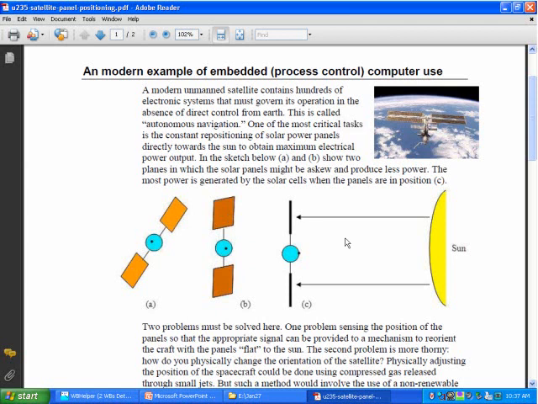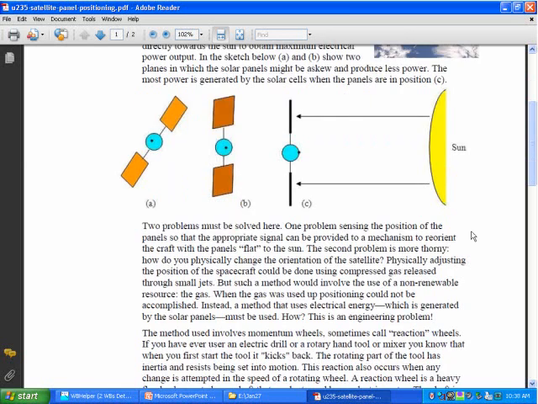So two problems exist here. First of all, how do you detect the position of the satellite and the solar panels in relationship to the sun? And another one that's a little more subtle. How are you going to move the position of the satellite with respect to the sun?